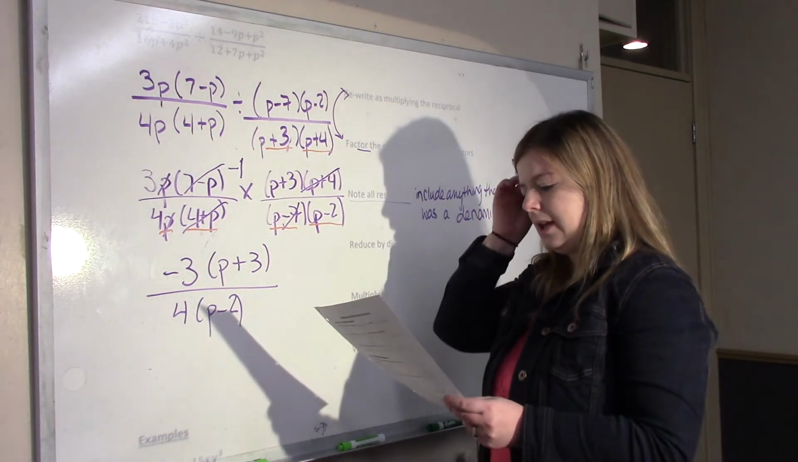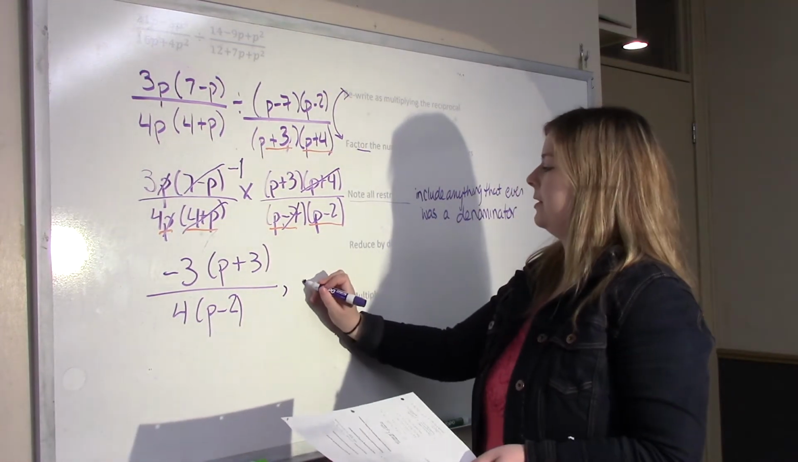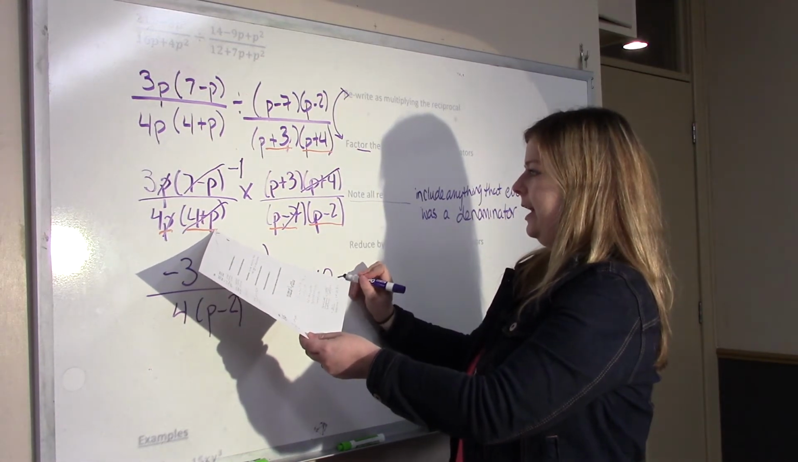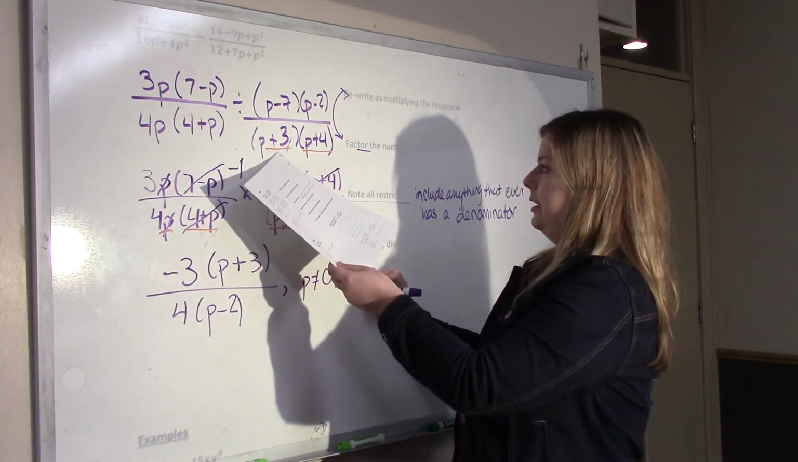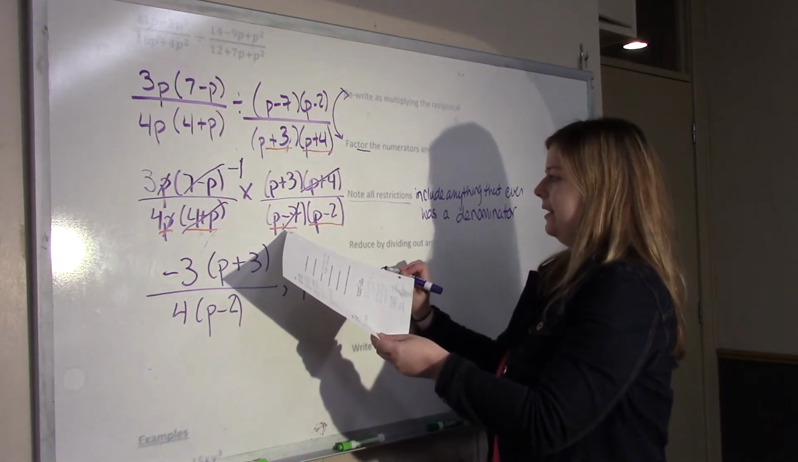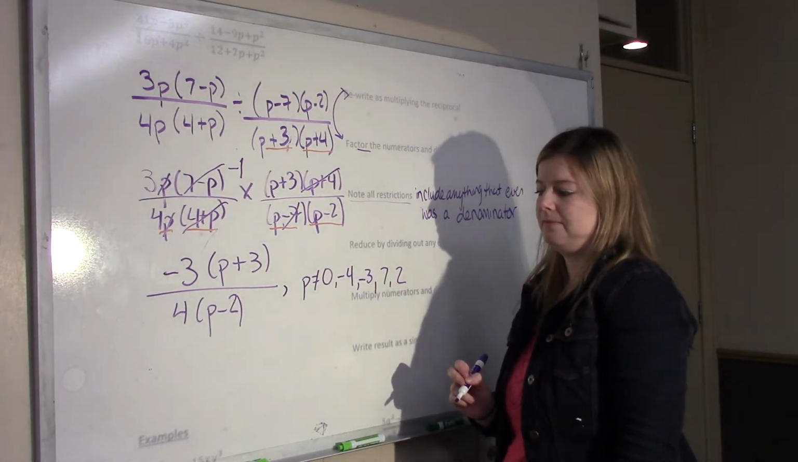And you have to state any of the restrictions. So you get p cannot equal 0, negative 4, negative 3, negative 4, but we already have that, 7, and 2. And those are the restrictions.